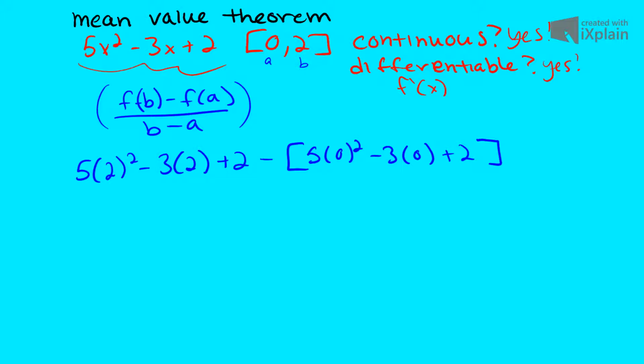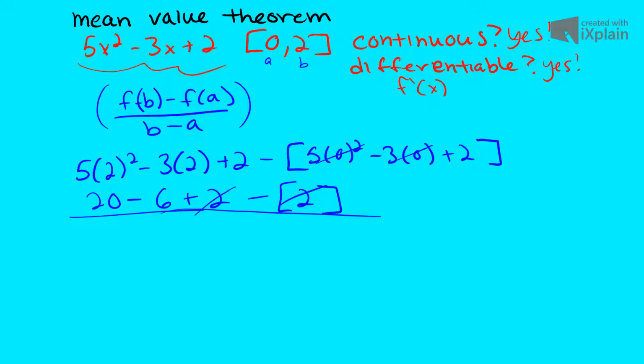So from this we're going to get 20 minus 6 plus 2 minus, this is 0, that's 0. So it's minus 2. Our 2's are going to cancel out. Oh, by the way, this entire time I should have added that this is over 2, because 2 minus 0, that's our b minus a value. So we're left with 20 minus 6 over 2. And when we solve this out, we get 7.